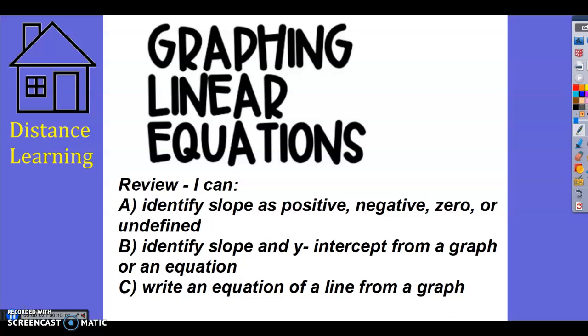Today's lesson is on graphing linear equations. By the end of this lesson, we're going to review, and hopefully you will know, how you can identify slope as positive, negative, zero, or undefined, identify slope and y-intercept from a graph or an equation, and write an equation of a line from a graph.